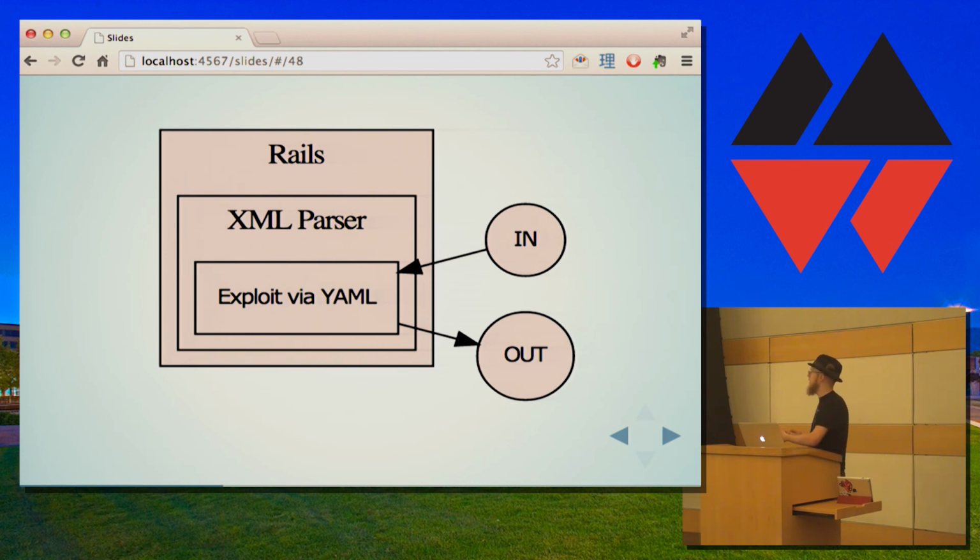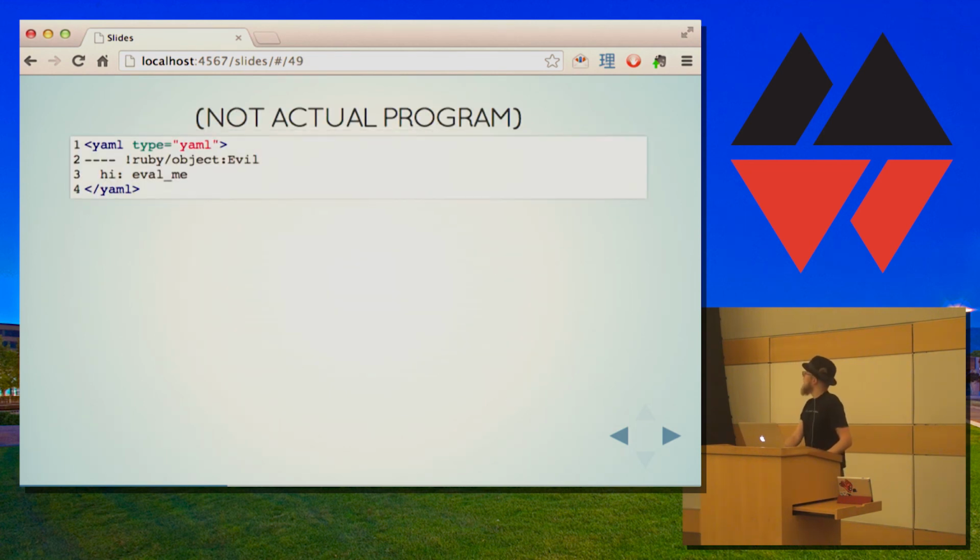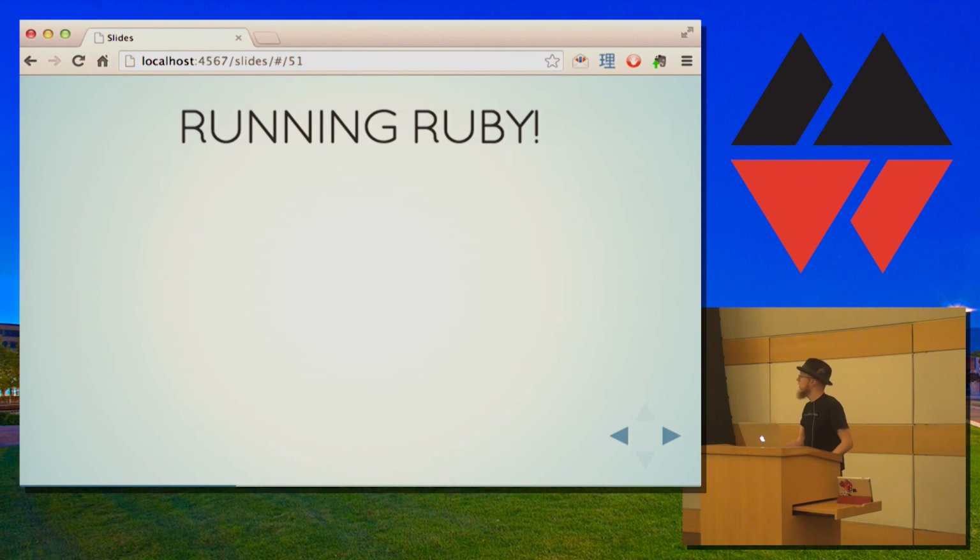If we look back at this diagram again, the input comes in, goes to Rails, goes through the XML parser, and then there's this undefined behavior inside the XML parser where it's parsing YAML. You don't think, oh, YAML, that means eval, but it does. So the way that worked was you'd have a weird crafted input, an XML document, and inside that you'd say the type of the contents is YAML, and it'd have some evil object that exists in the Rails runtime that allows you to do eval. Once you did that, if you were an attacker, you would be running Ruby on whoever's application that was, which is terrible if that's your application.